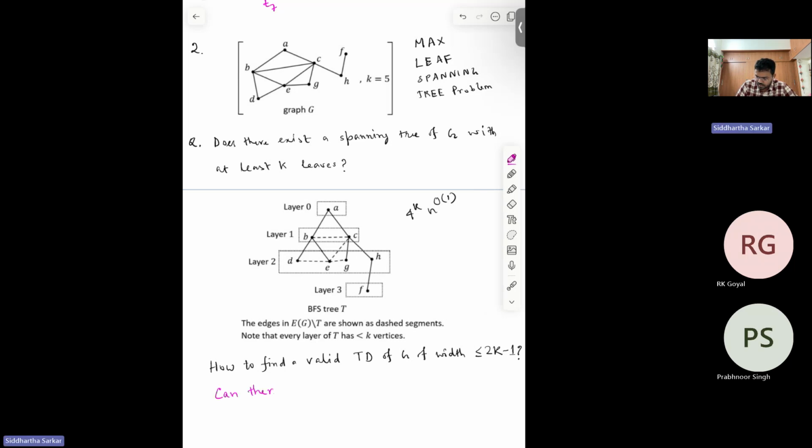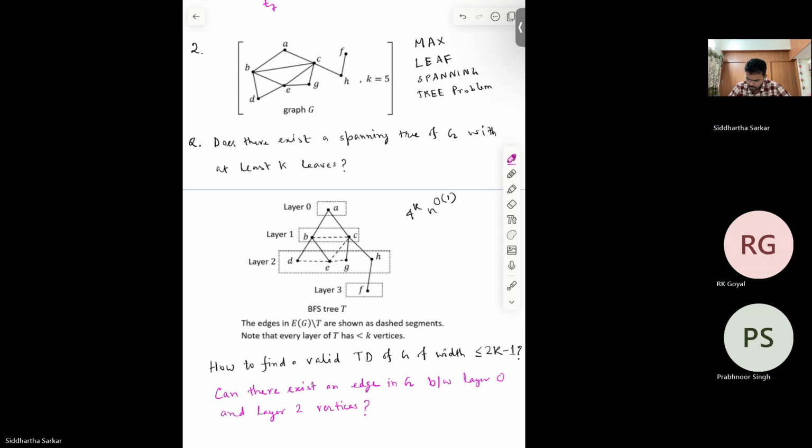Can there exist an edge in the graph G between layer 0 and layer 2 vertices? Yes, there will be.